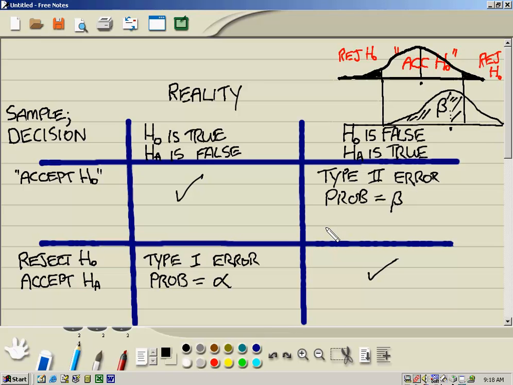Beta, like any probability, is a number between 0 and 1, but in this case the maximum value that beta can have, we'll say it's 1 minus alpha. It's sort of the maximum value is the area in the middle of the distribution.